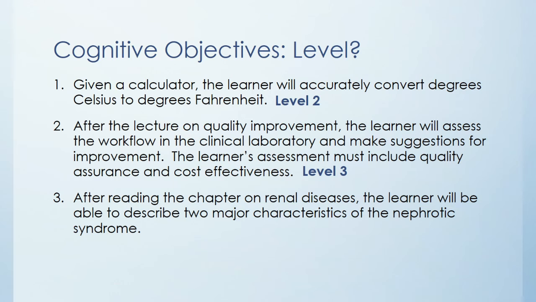And then after reading the chapter on renal diseases, the learner will be able to describe 2 major characteristics of the nephrotic syndrome. So this is level 1. You could have just put list instead of describe, and it would have accomplished the same thing.